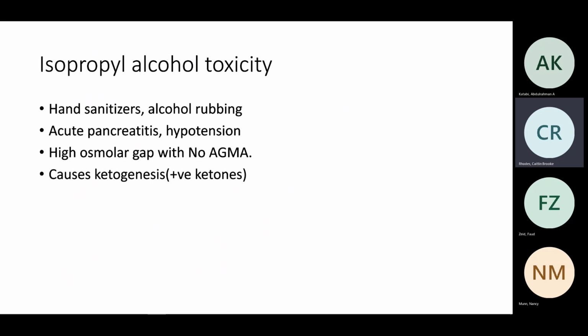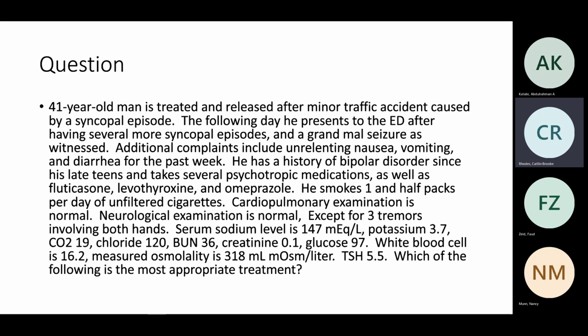Isopropyl alcohol, as I mentioned, the most important thing: if you see a patient who comes with alcohol overdose and you have a high osmolar gap and no acidosis, then your choice will be isopropyl alcohol toxicity, because the end result produced is acetone. That's why they don't have any acidosis.